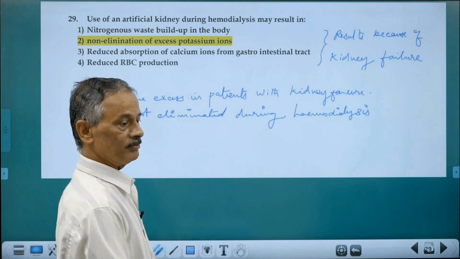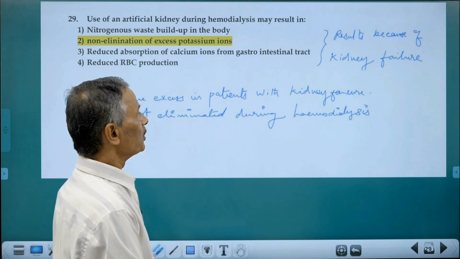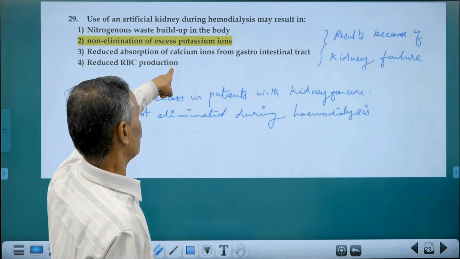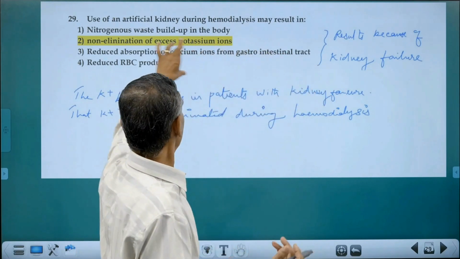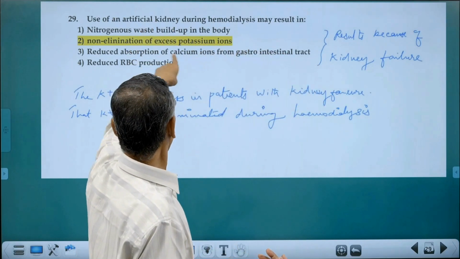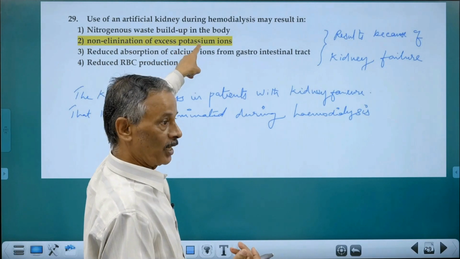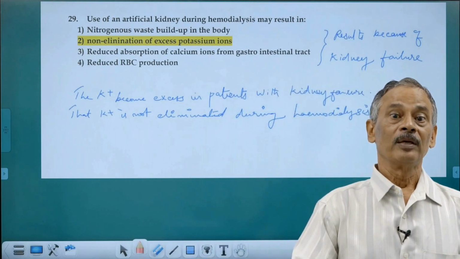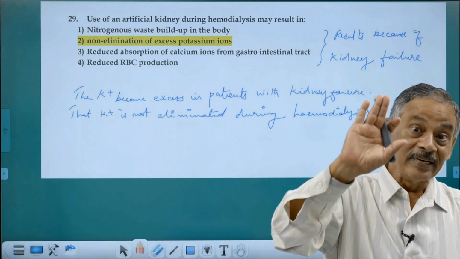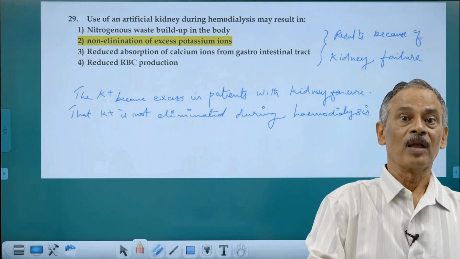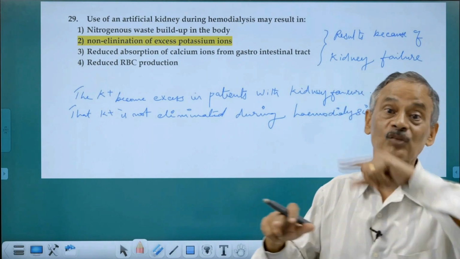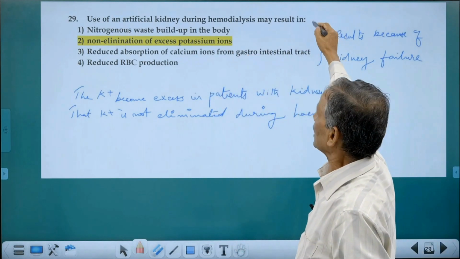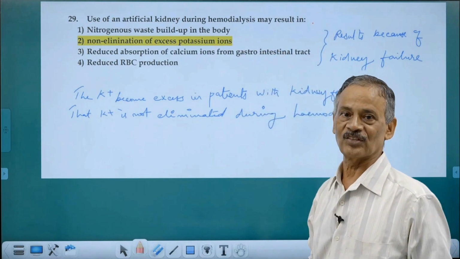Reduced RBC production. These will not be occurring, but as a result of hemodialysis, because of the kidney failure, these are all occurring, but because of hemodialysis, the excess potassium that is accumulated, I told you, potassium will be accumulated. That's a consequence of kidney damage. That kidney damage is causing excess of potassium. That potassium accumulated is not sent out. Non-elimination of excess potassium ion is resulting because of the use of hemodialysis. So that is the correct answer.